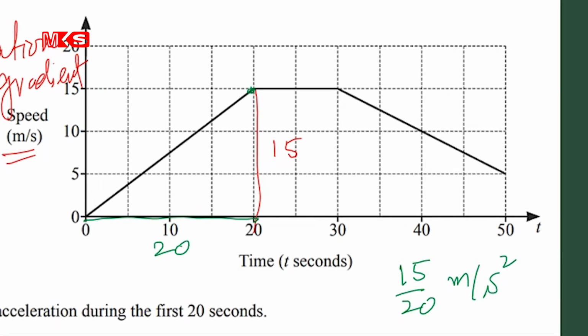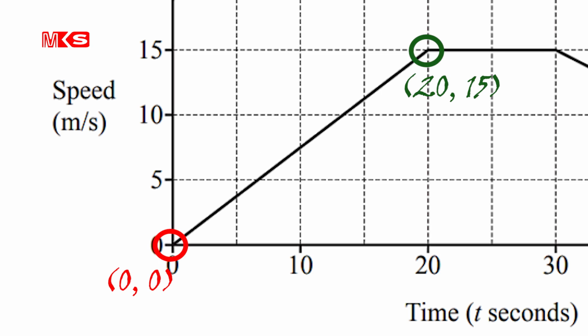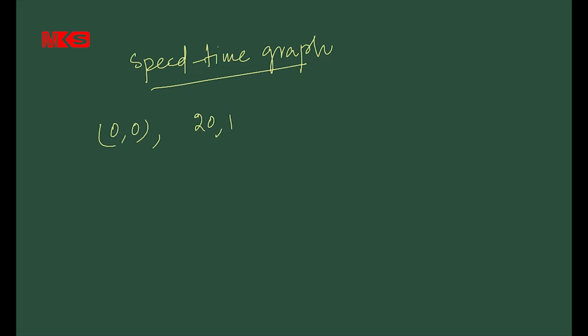The other way could be if we use any 2 points from the graph. Since this is a straight line, there is a constant acceleration from 0 to 20. So you can use the change of velocity from 0 to 15 over the time taken, which is 20. The other way of finding the gradient is to use the points (0, 0) and (20, 15).